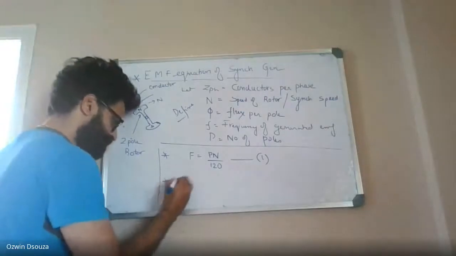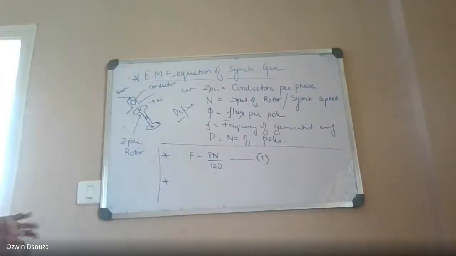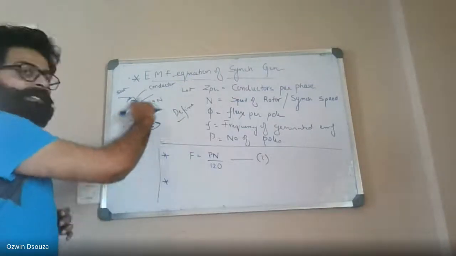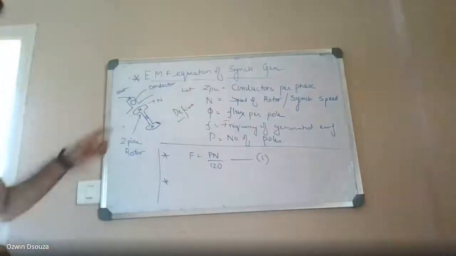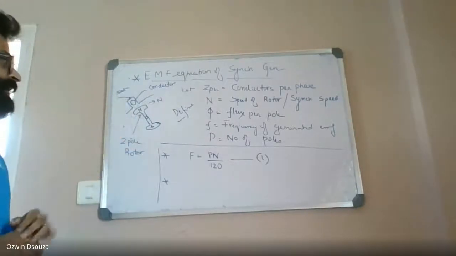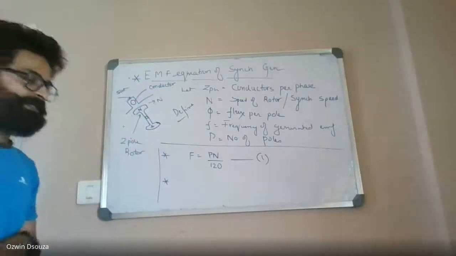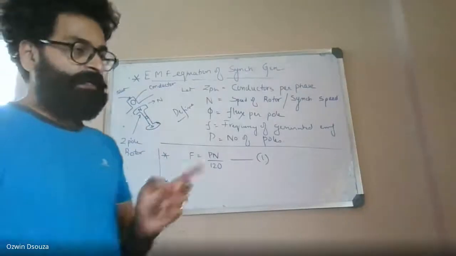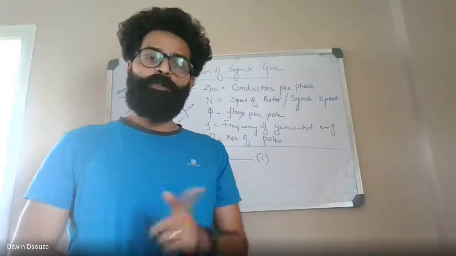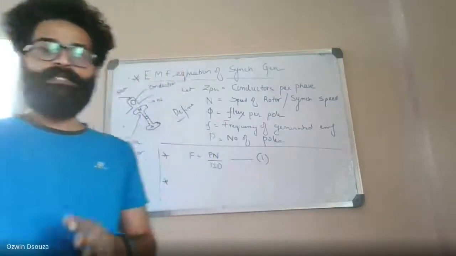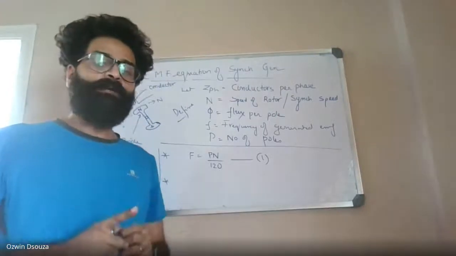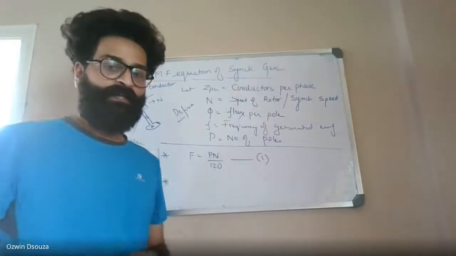Next. Now, when this rotor starts rotating, the north pole cuts the conductor as well as the south pole cuts the conductor. So you can say that in one revolution of the rotor, once the north pole cuts the conductor and once the south pole cuts the conductor. Due to which, in one revolution, one cycle of EMF is generated.